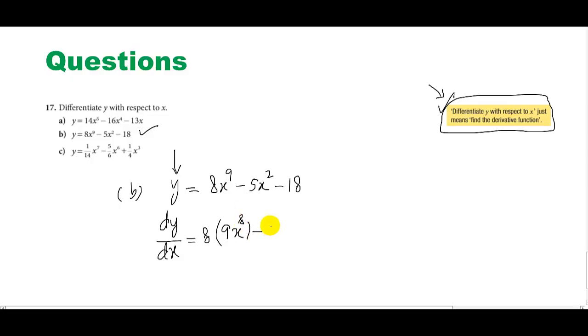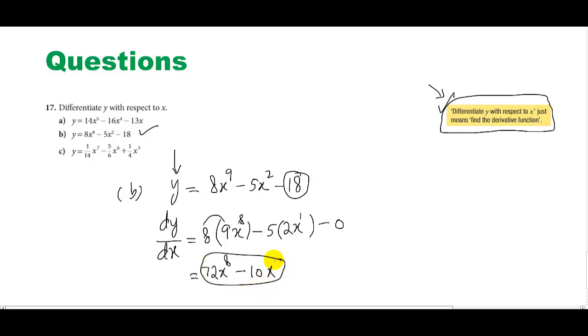8, minus 5, bring the power down and subtract 1 from the power. And constant, the derivative of constant is 0. So we have found the derivative. So this is the answer. 8 nines are, what's 8 nines? 72. 72 x power 8, and 5 2s are 10. 10x. So this is the derivative.